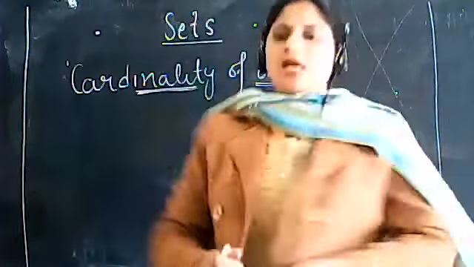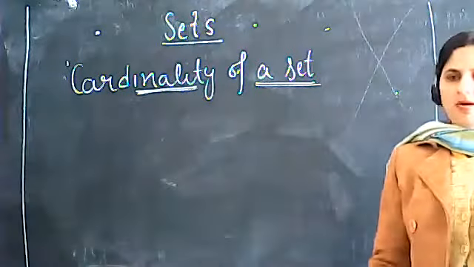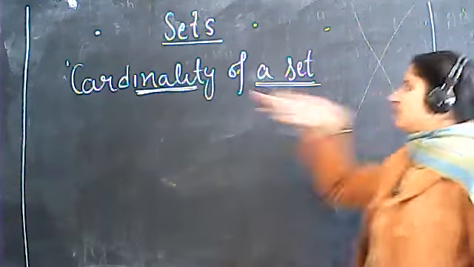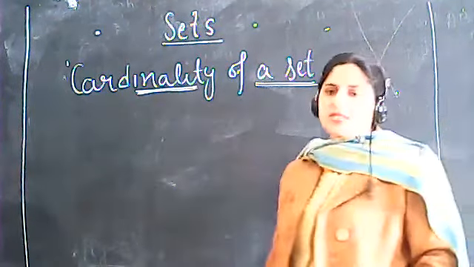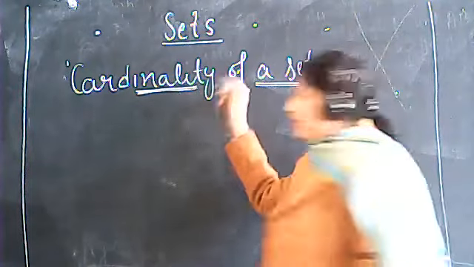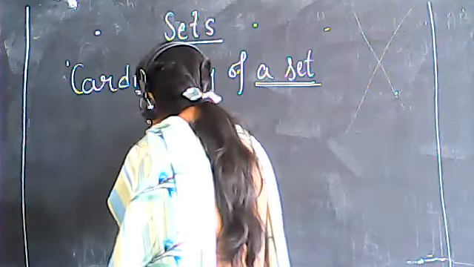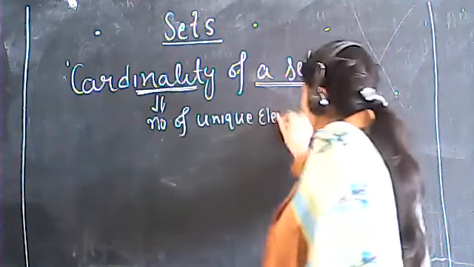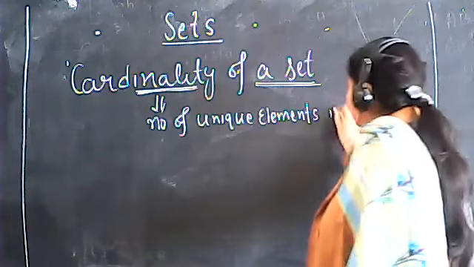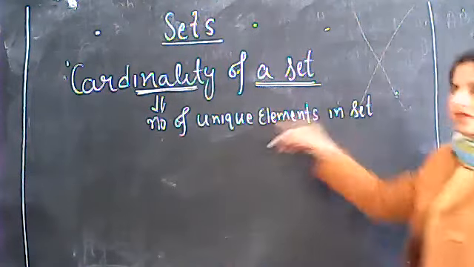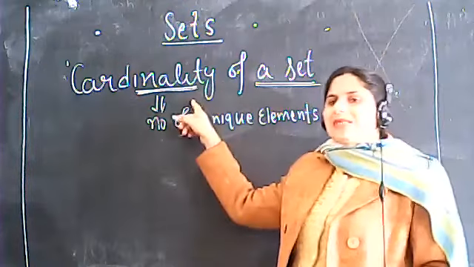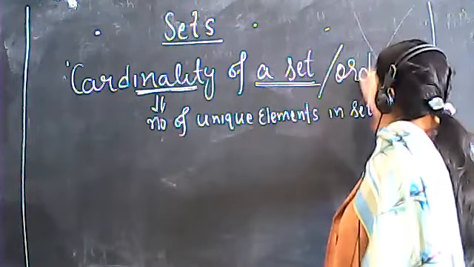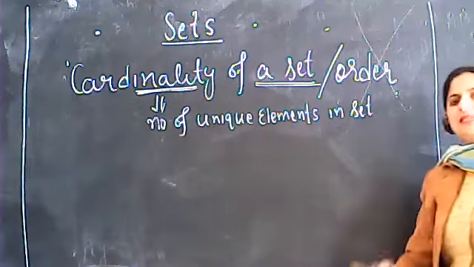So students, in the last class, we discussed different operations on sets, and today we are going to start with this definition. This is the first definition, that is cardinality of a set. What do you mean by cardinality? Cardinality is basically the number of unique elements in a set. The number of unique elements in a set is known as the cardinality of that set, or you can say order of set. Cardinality or order means the same.